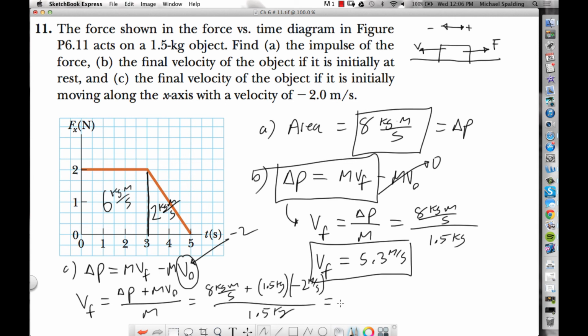So it's going to be 8 minus 3, so 5 over 1.5. 3.3. So is that moving to the right or to the left at the end of the problem? To the right. Positive means to the right.